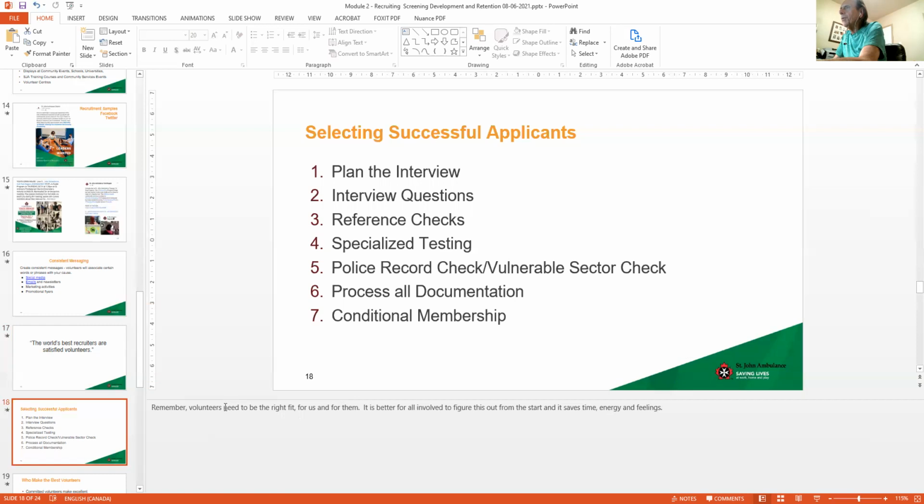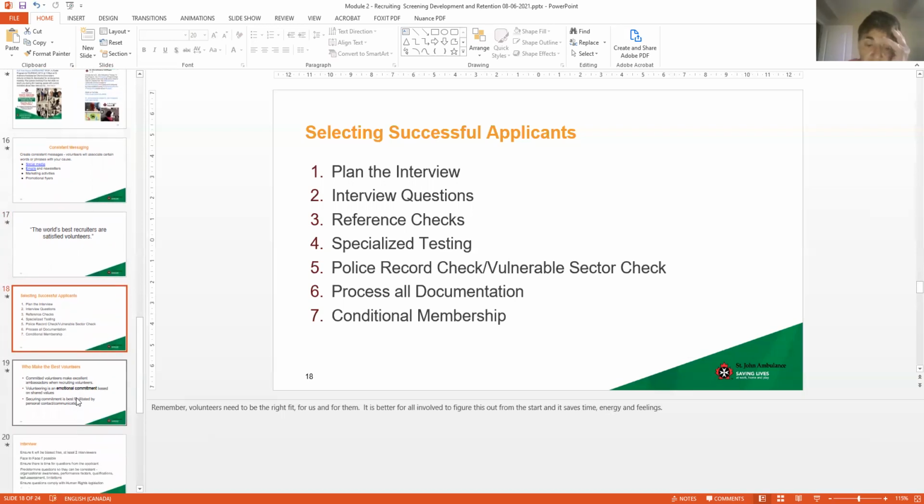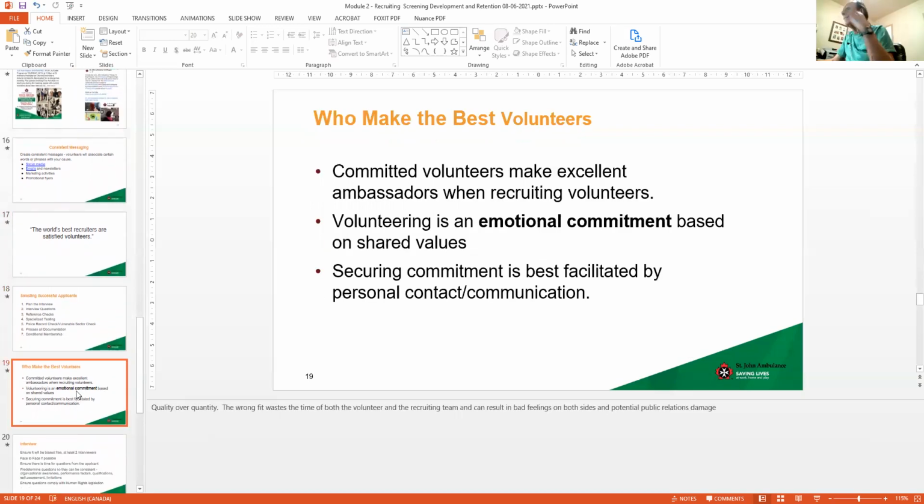Again, the point at the bottom is remember, a volunteer can be the right fit for us and for them. It's better for all involved to figure this out from the start. It saves time, energy, and feelings. I've pushed that pretty hard, but this lady pushes it as well. I've pushed quality over quantity in terms of hiring volunteers. You're not doing this, you're just overviewing for the people and then they're doing it, right? They've put comments: who makes a committed volunteer? Who makes the best volunteers?